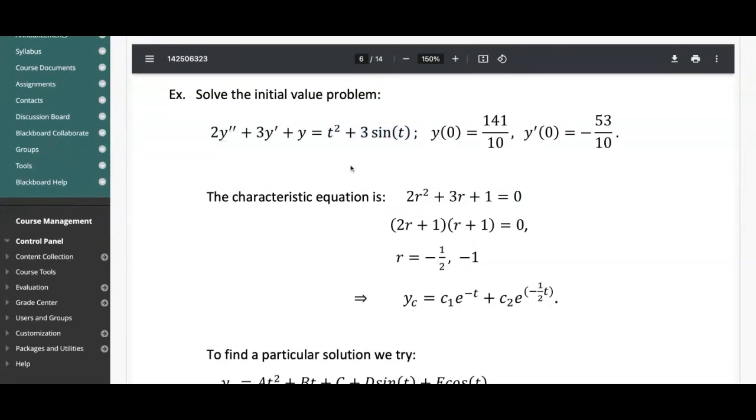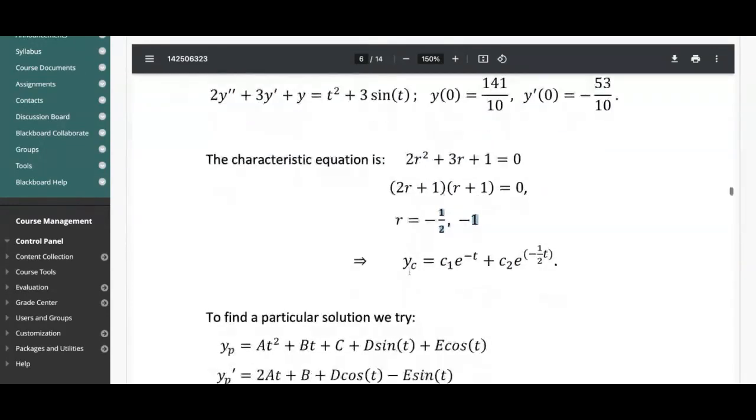From undetermined coefficients, we learned either we make a polynomial or we make a sine cosine. So with this combination, what do we do? We try to solve for the complementary solutions. We make the associated homogeneous equation, which means we make this equal to 0. Then its characteristic equation is such, and this is factorable. So we have two r's, -1/2 and -1. So the complementary solution is this.